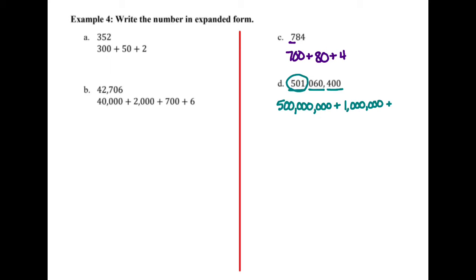plus, now I'm not going to be able to fit mine in here, so I'm going to go on to the next line. Now this next period is the thousands, and 6 is in the tens place of the thousands period. So it's 6 times 10,000, or 60,000, plus, and now the 4 is in the hundreds place, so it's 400.